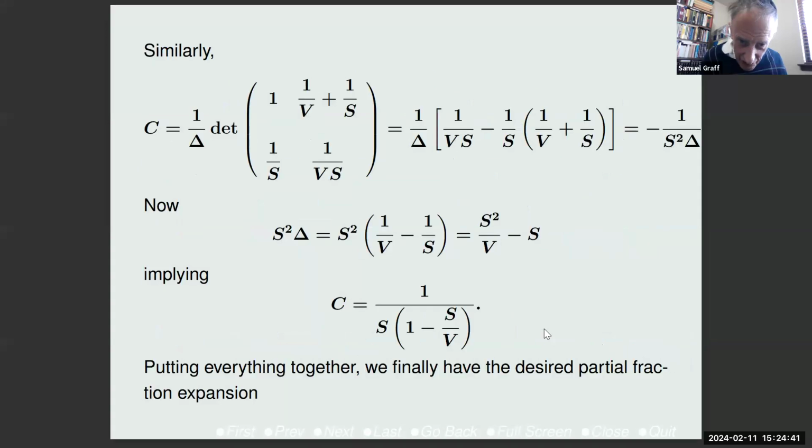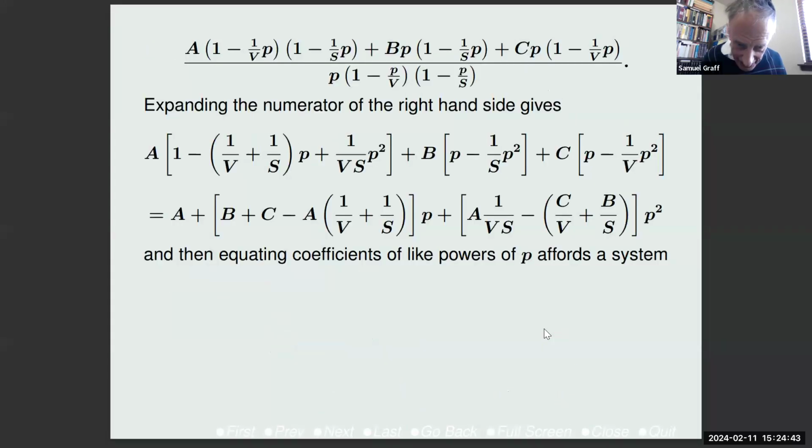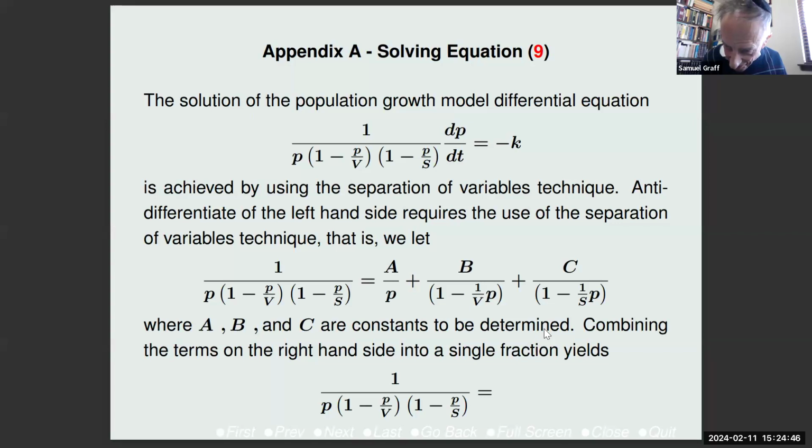What I skipped over, these are all the calculations just to get there. So you didn't want to see them either.